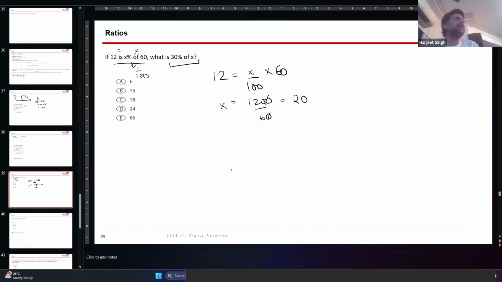And then you're asked on 30% of X. Of means multiply. So 30% of X is 30% of 20, which is 6. Always, whenever you have a percentage, just divide by 100.